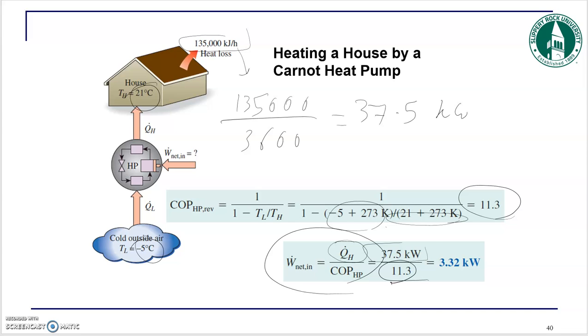It's 11, sorry, not a percentage. I thought this was a percentage, but no, this is a number, just 11. This is the coefficient of performance, not efficiency, which could be more than 1. I just got confused. QH over the coefficient of performance, then you get 3.32 kilowatts of work needed as input. So with that, this chapter is finished, and please let me know if you have any questions.